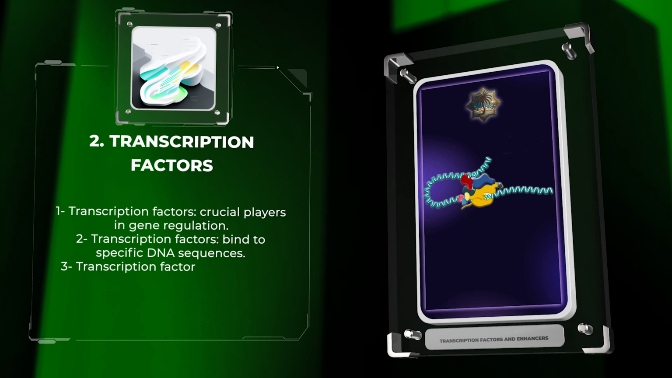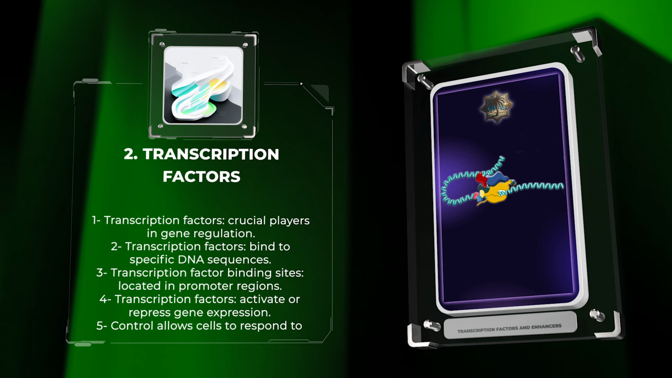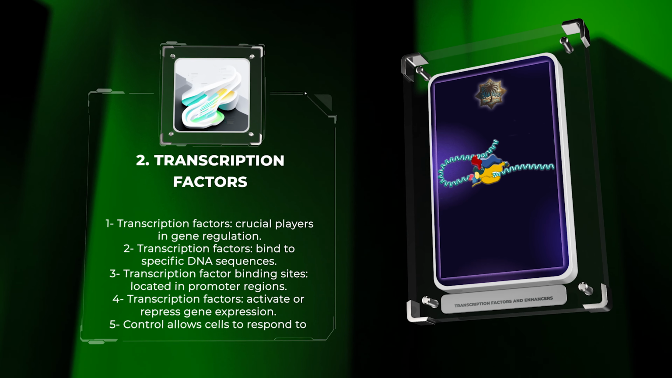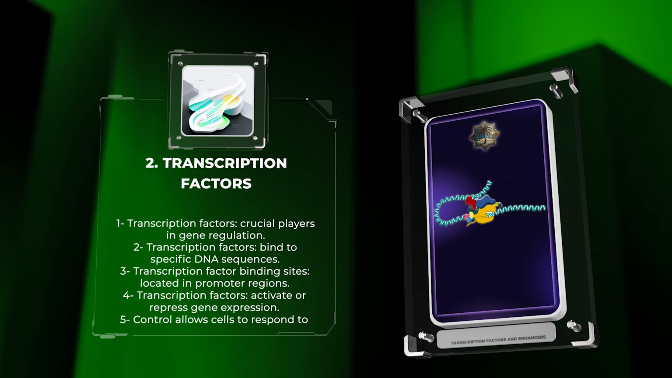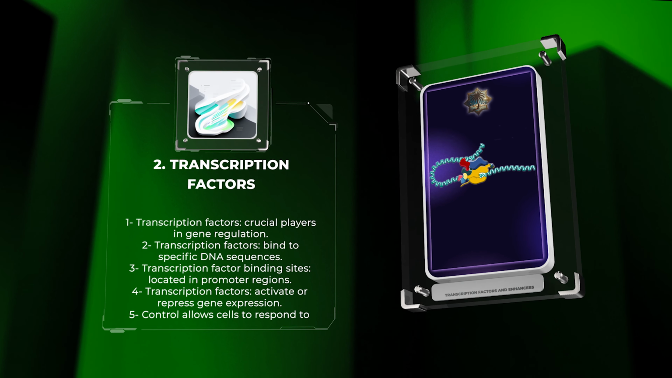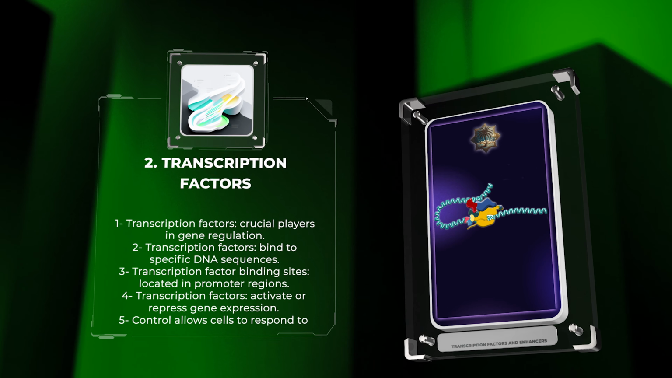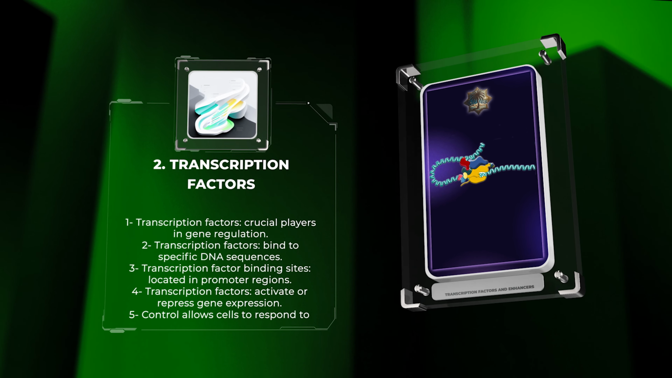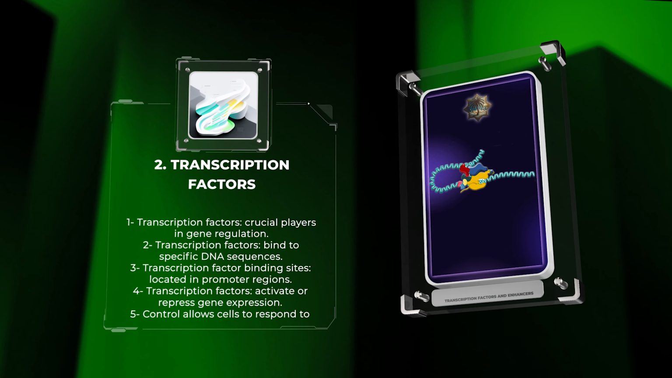Transcription factors are crucial players in gene regulation. They are proteins that bind to specific DNA sequences, called transcription factor binding sites, located in the promoter regions of genes. By binding to these sites, transcription factors either activate or repress gene expression. This intricate control allows cells to respond to various signals and adapt to their environment.